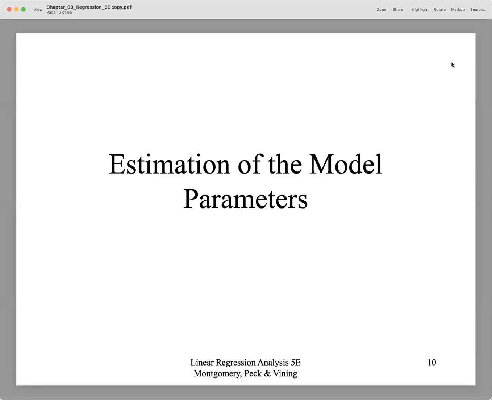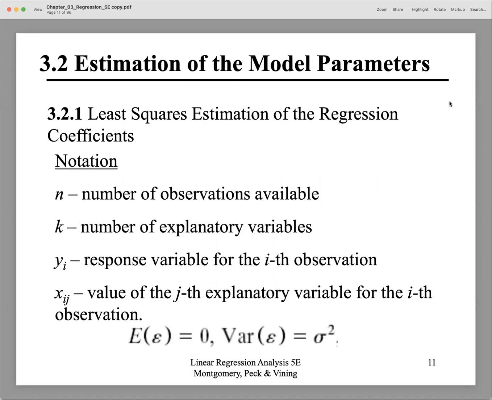Welcome back. In this lecture video, we're going to look at estimating the parameters of the multiple regression model. Now, to do this, let's set up some notation. So we will let n denote the number of observations in the data set. We'll let k denote the number of explanatory variables, the x variables.